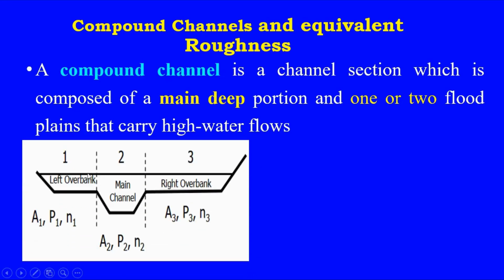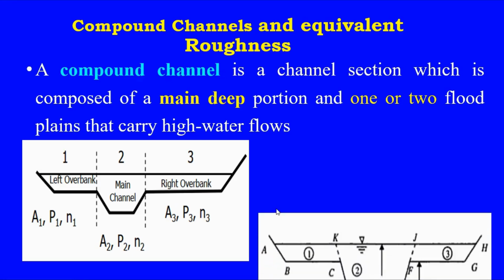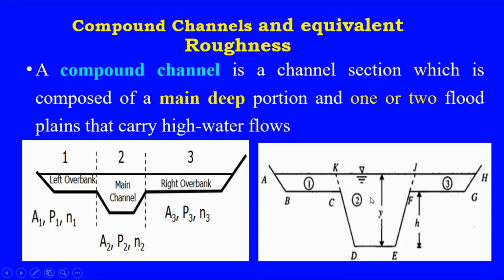So let me show you the sketch. This is the main deep portion. You have area, perimeter and roughness, and also the left bank and right bank. So we have such a cross section. Why do we provide such a channel? If the flood goes beyond the capacity of the channel, we are forced to design a compound channel. You have a cross-section with region 1, region 2 and region 3. The main channel is region 2, and the flood plain on the left bank and right bank has channel 1 and channel 3. So we will calculate these areas.